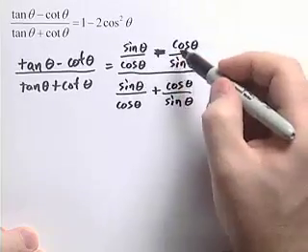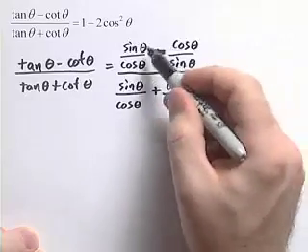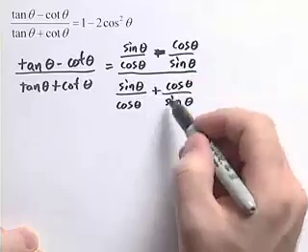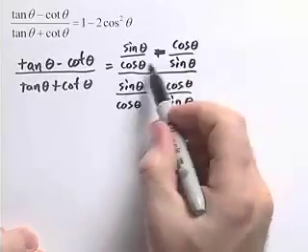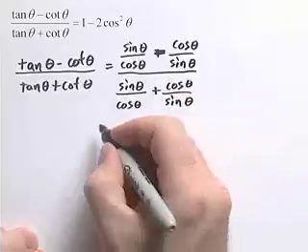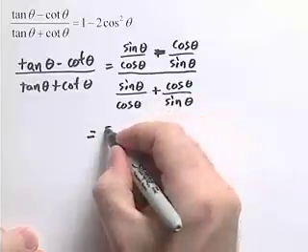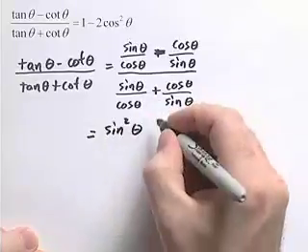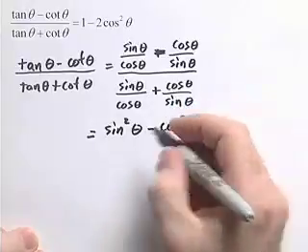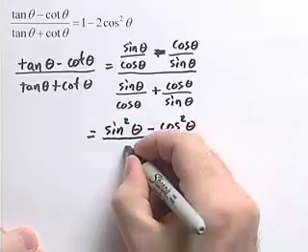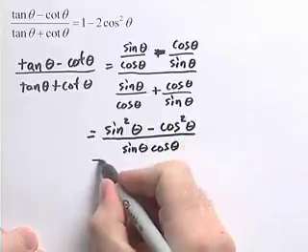And we've got two fractions in the numerator and two fractions in the denominator. We'd like to get a common denominator so that we can combine these fractions. Our common denominator is going to be the product of the denominators, cosine and sine. If we go ahead and do that, we'll end up with sine squared theta minus cosine squared theta divided by sine theta cosine theta. That would be our numerator.